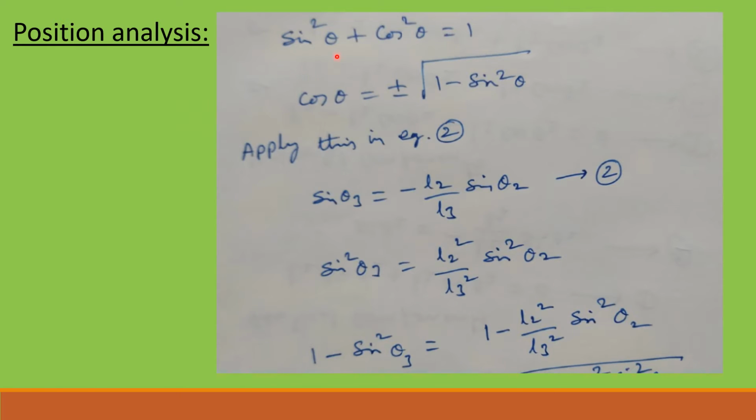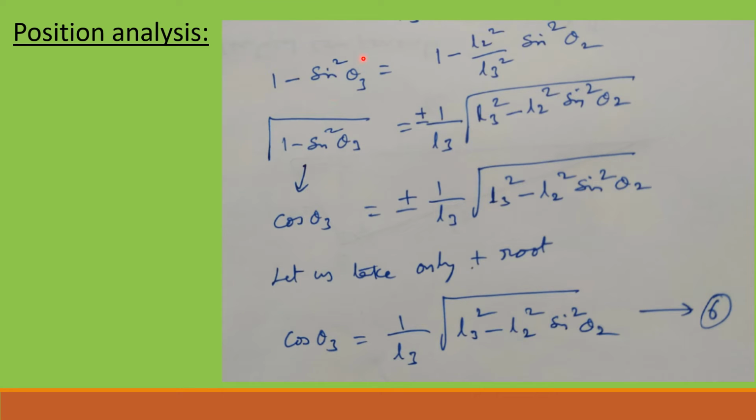From trigonometry, we know that sin square theta plus cos square theta equal to 1. That is cos theta equal to plus minus square root of 1 minus sin square theta. Let us apply this in equation number 2. Equation number 2 is sin theta 3 equal to minus L2 by L3 into sin theta 2. So we square that both sides, we get sin square theta 3 equal to L2 square by L3 square into sin square theta 2. Let us write as 1 minus sin square theta 3 equal to 1 minus L2 square by L3 square into sin square theta 2.